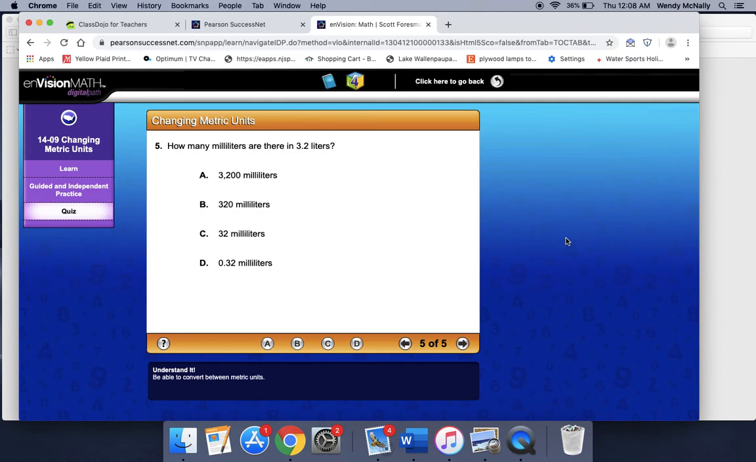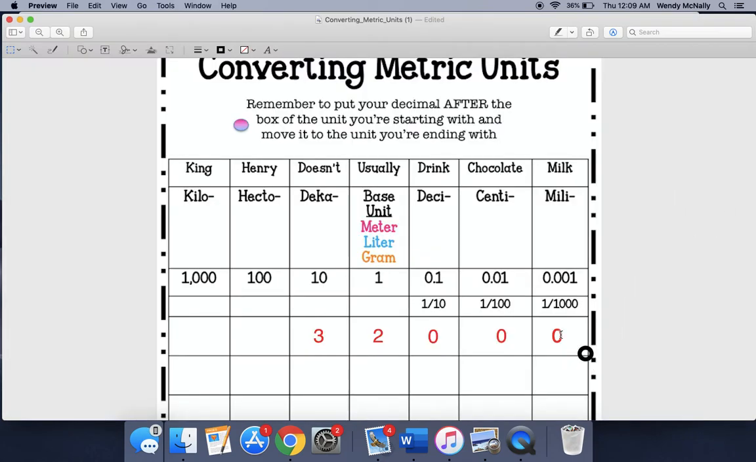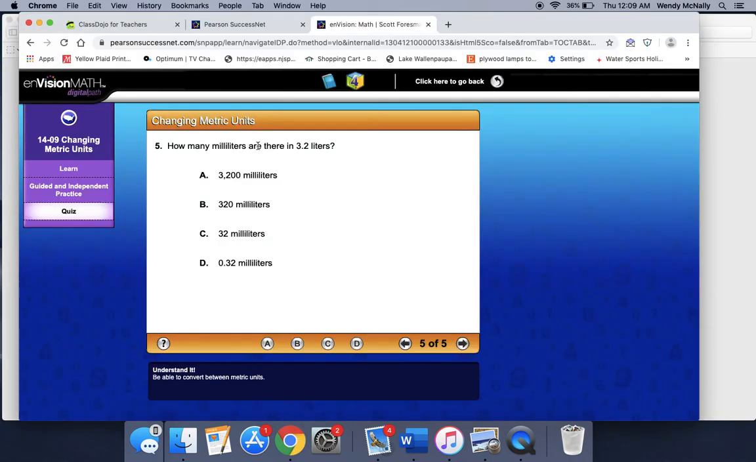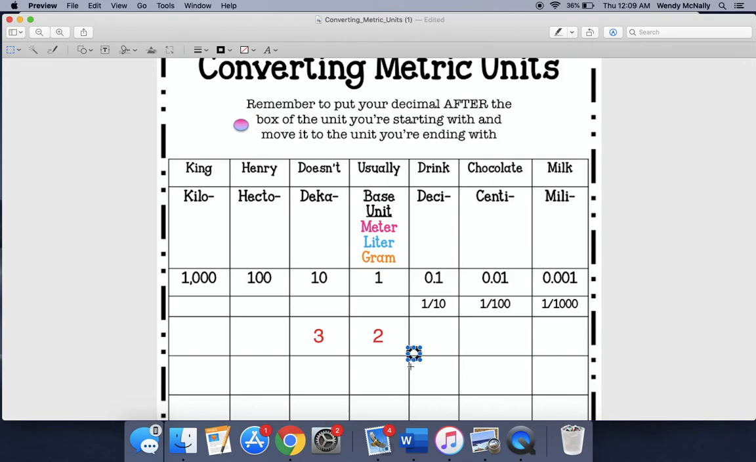How many milliliters are there in 3.2 liters? Okay, so I'm starting with liters. So let me just delete this. If I am beginning with liters, I have to make sure that my decimal point is after the liter column. Now it says 3.2 liters, so the 2 is after the decimal point. So I have to do exactly what they showed me, 3.2 liters, okay? So my decimal point is right there in the middle.